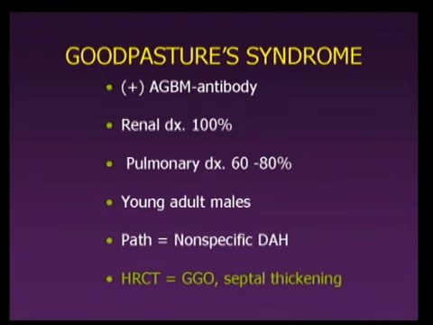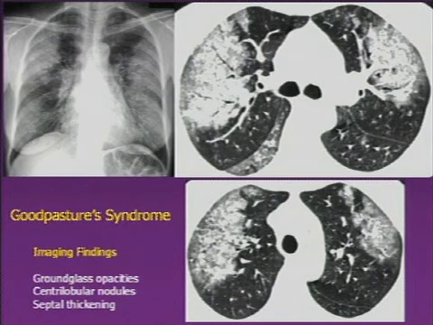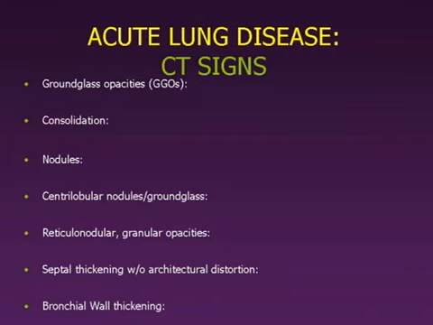Goodpasture's syndrome is an autoimmune disease with antiglomerular basement membrane antibodies. The renal disease occurs in 100% of patients with Goodpasture's. The pulmonary disease occurs somewhere around 60 to 80%. Young adult males are the typical population, and it can be a quite similar finding, pulmonary hemorrhage. Ground glass densities, central lobular thickening, and some septal thickening in this patient in a very peripheral, strikingly peripheral distribution, both radiographically and on CT.